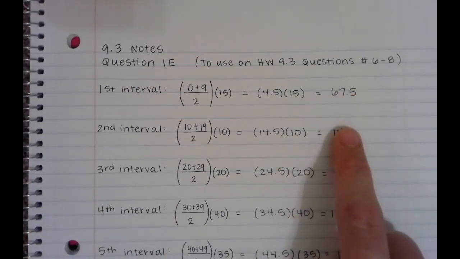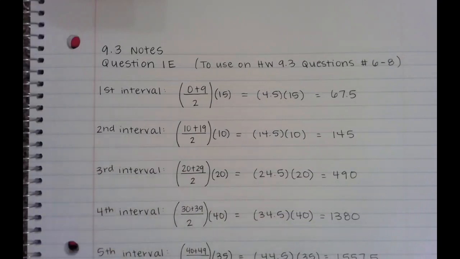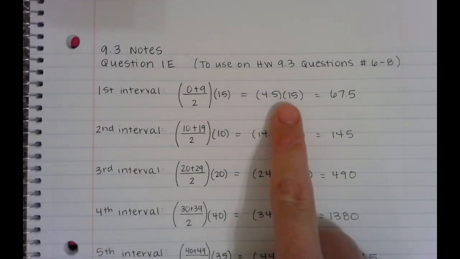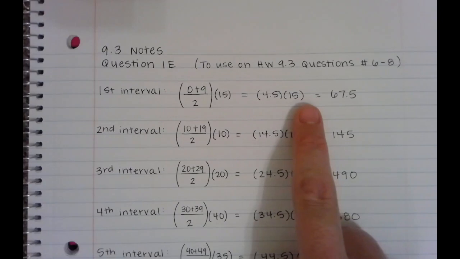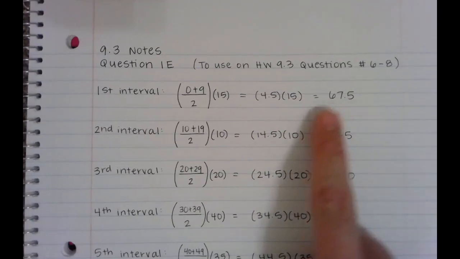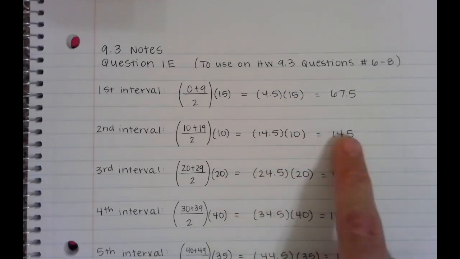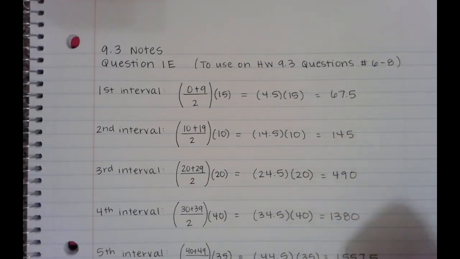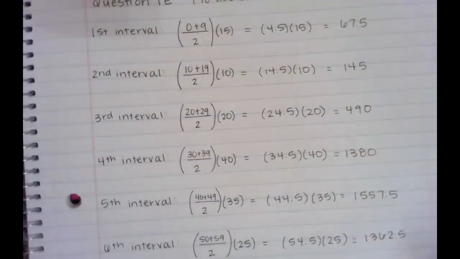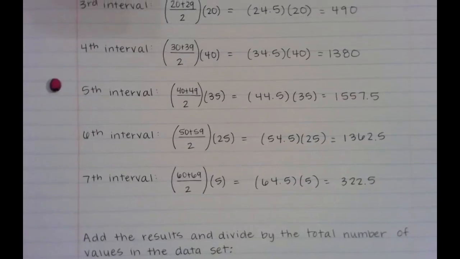These numbers over here on the side, and again I'm showing you the ones for these first 4 so that you can do the work and copy them down, are the numbers that you get after you multiply the two numbers together. So 4.5 times 15 gives you 67.5, 14.5 times 10 gives you 145, and so on. Again, I'm doing this for each of the 7 sets of data. Let me just adjust the camera here so you can see the rest of it. And then here's the work.